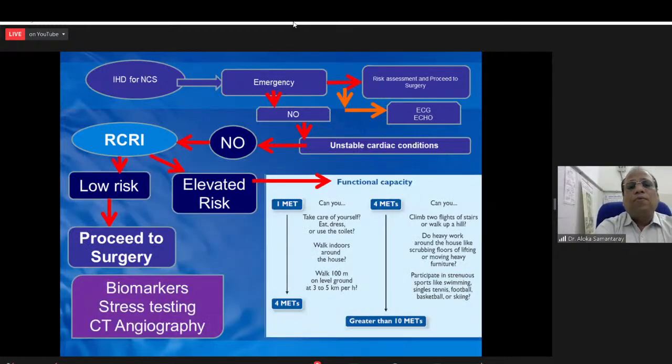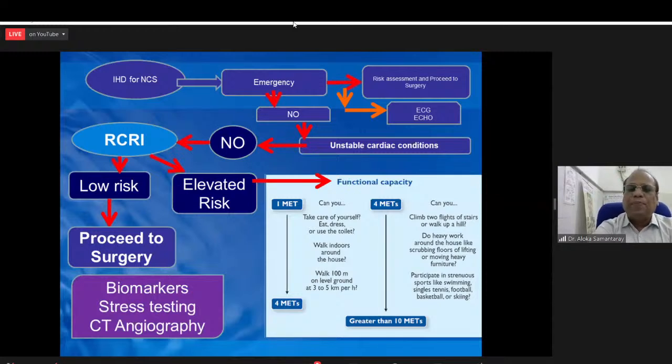Any patients who have a low risk of RCRI can proceed directly to the surgery with the available investigation. No further investigation is required. And a patient who is having an elevated RCRI, that is either having two or more than two factors, then one should look for the functional capacity.